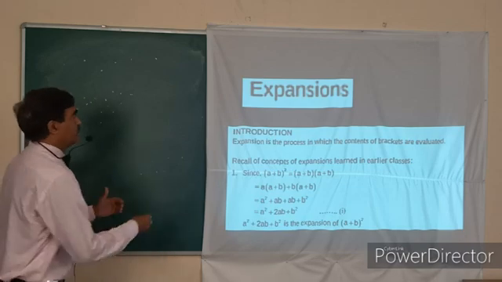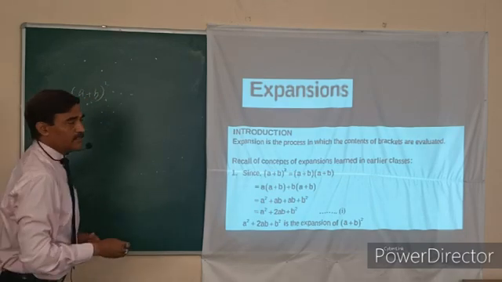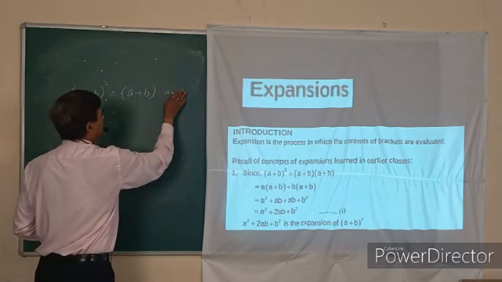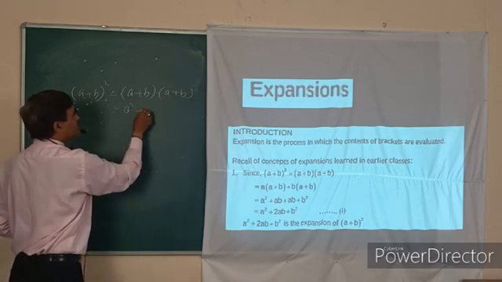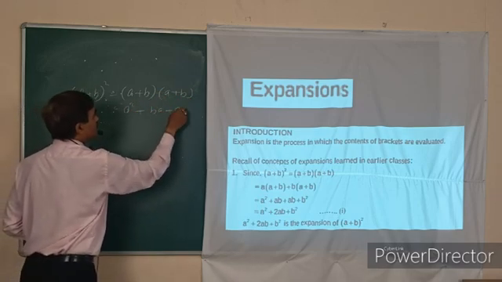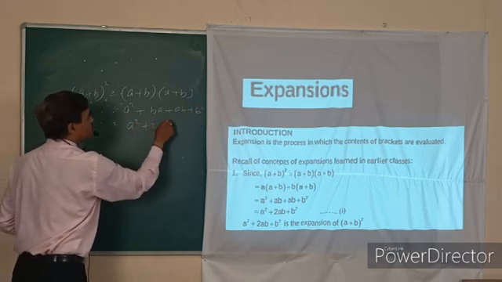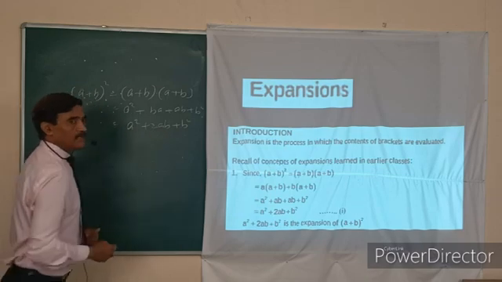Suppose (a plus b) whole square is there. So we can write it like that, (a plus b)(a plus b). When we multiply these two, that becomes a square plus ba plus ab plus b square, and it makes a square plus 2ab plus b square. So this is the formula for that.